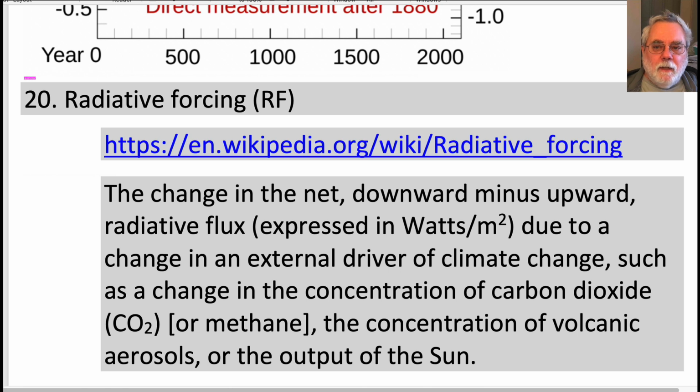The Intergovernmental Panel on Climate Change, the IPCC, defines climate forcing or radiative forcing as the change in the net downward minus upward radiative flux, expressed in watts per square meter, due to a change in an external driver of climate change, such as a change in the concentration of carbon dioxide or methane, the concentration of volcanic aerosols, or the output of the sun.